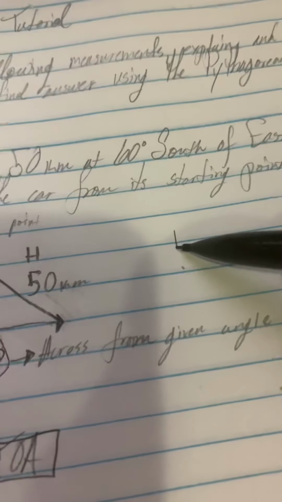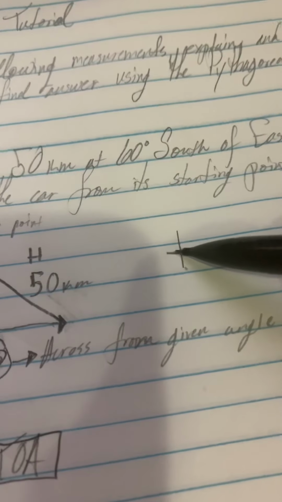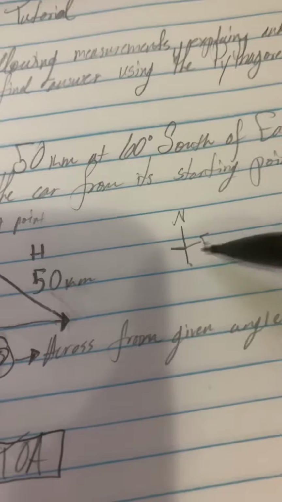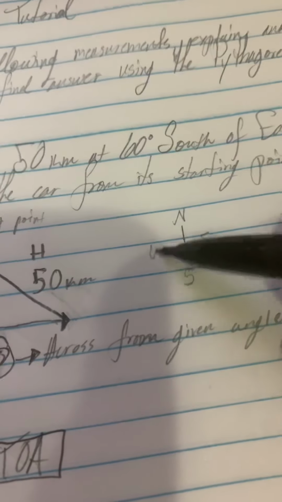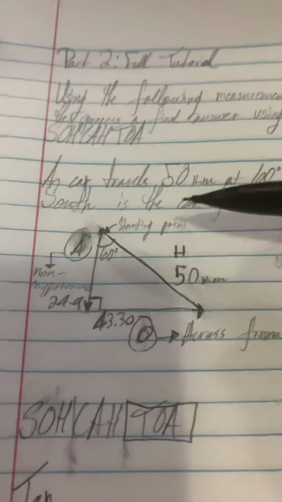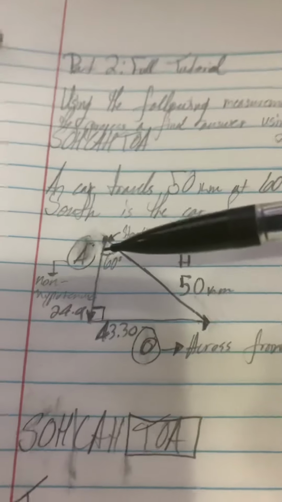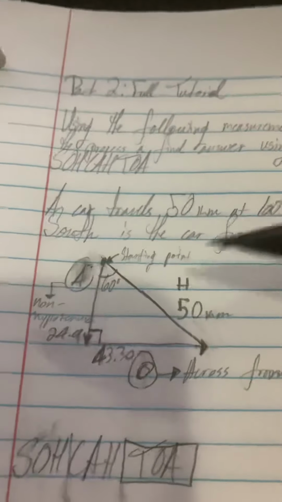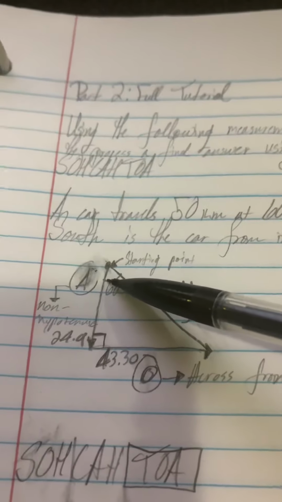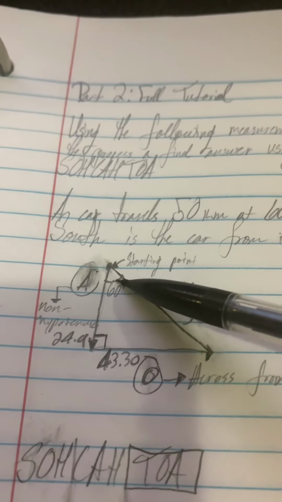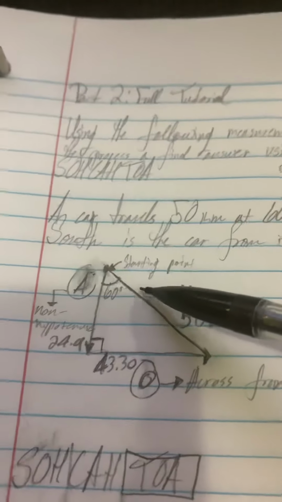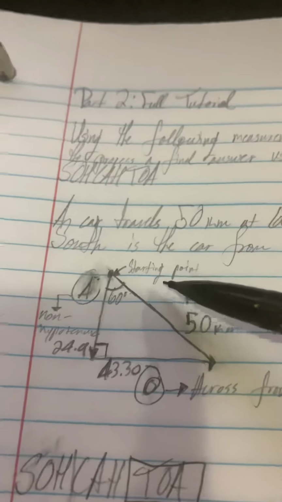Because, you know, if we were to draw the compass, that'll be north, that'll be east, that'll be south, and that'll be west. So it says a car travels 50 kilometers at 60 degrees at an angle. They already gave you the degrees of the angle, so you knew that was going to be 60 off top. And it says how far south the car is from the starting point.